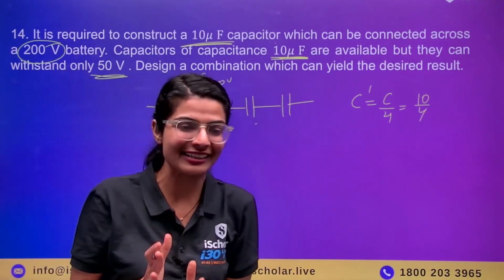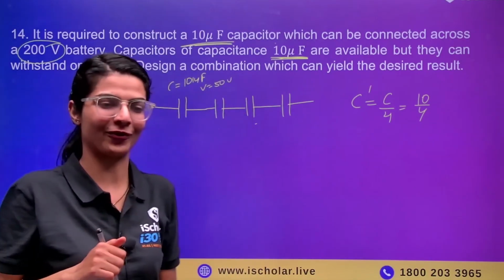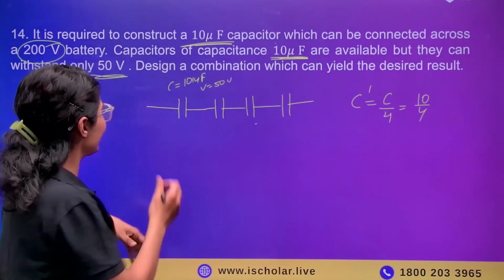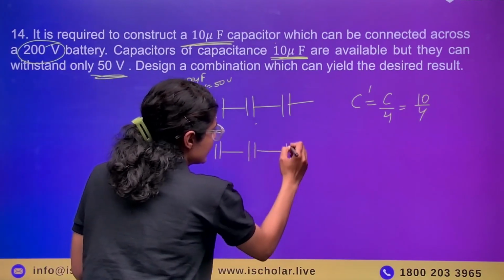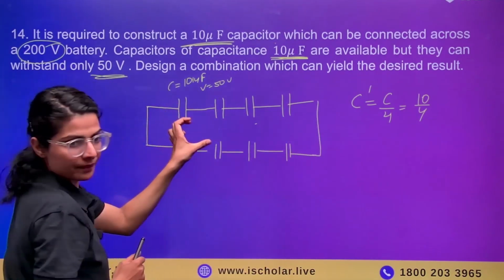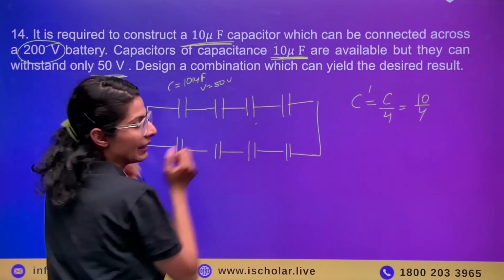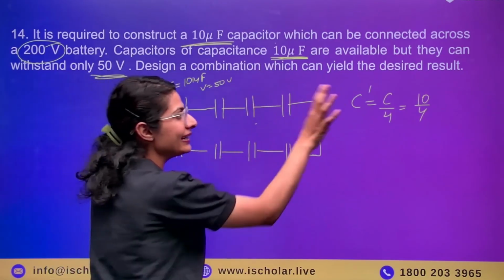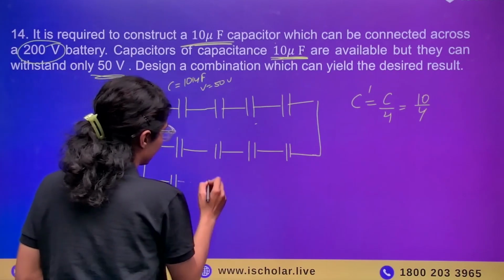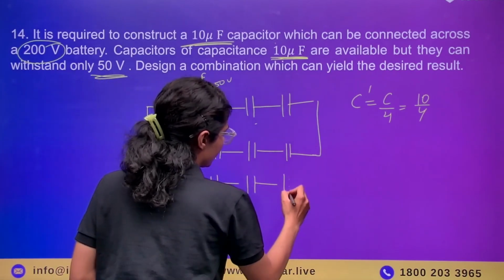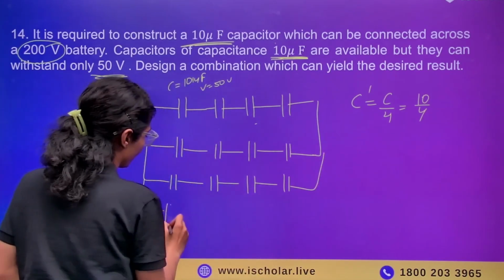But our target is to achieve 10 microfarad. What should we do? Now I'm taking the same branch. This had a capacitance of 10 by 4. I want to make it till 10. So I'm taking 4 such branches, which will become in such a way. Third and the fourth branch.